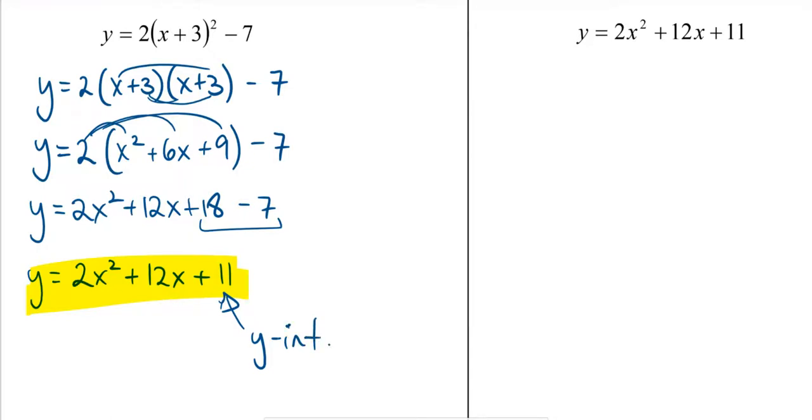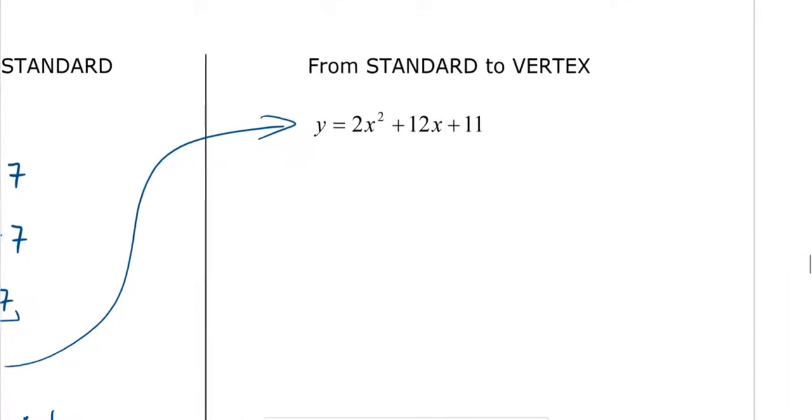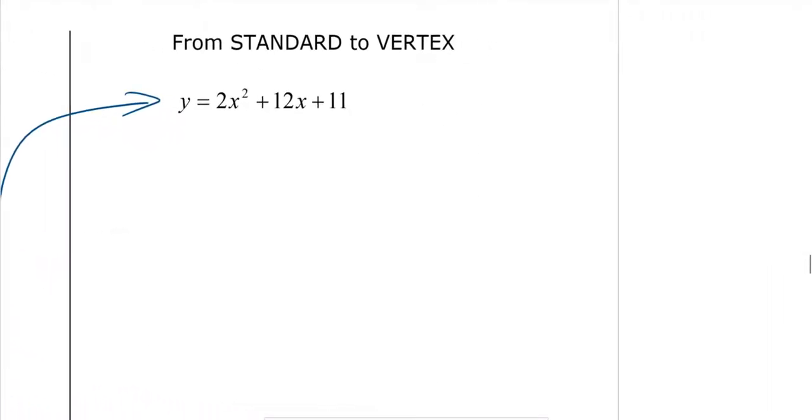Okay, and here we go. We are going to go the other way around. How do we go from standard form back to vertex form? This process of completing the square. So complete the square. So I'm going to start by looking at the a value. So look at the a value, 2.